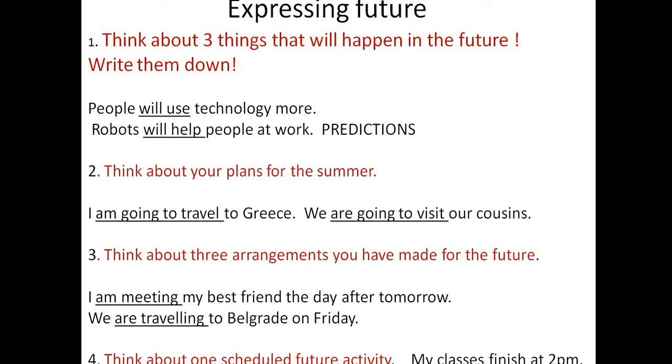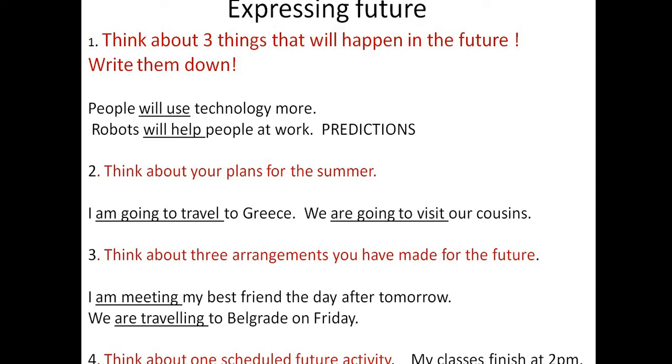And number four, think about one scheduled future activity. For example, my classes finish at 2 p.m. tomorrow. Časovi se završavaju u 2 popodne sutra ili završit će se u 2. Dakle, koristimo present simple za neke buduće radnje koje se dešavaju po nekom rasporedu časova ili vožnje itd. Dakle, kod svakog primjera zaustavite video i napišite nekoliko vaših primjera.